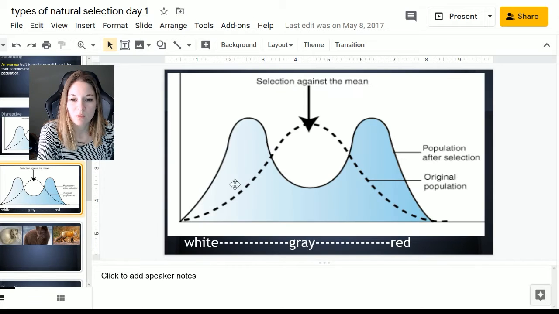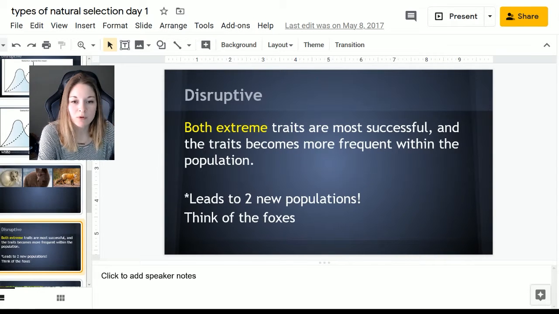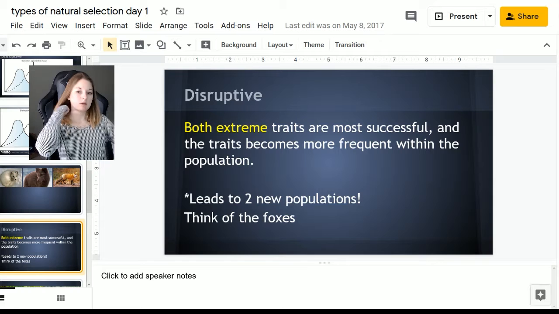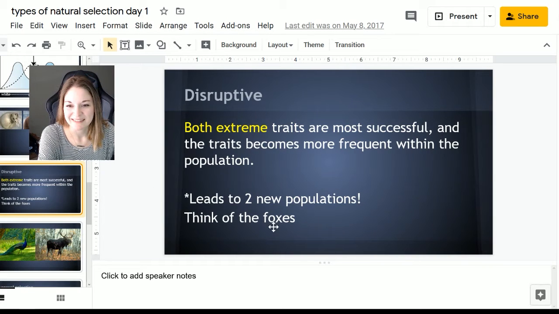What you want to know about this disruptive type is when that average, so in this case I said gray was the average between white and red, was not successful, but being extreme, so being either white or red, was good. So both extreme traits are successful and they become more frequent in a population. Oftentimes, disruptive natural selection will lead to two different types of species, or at least two different subspecies. So think of the foxes in that situation.